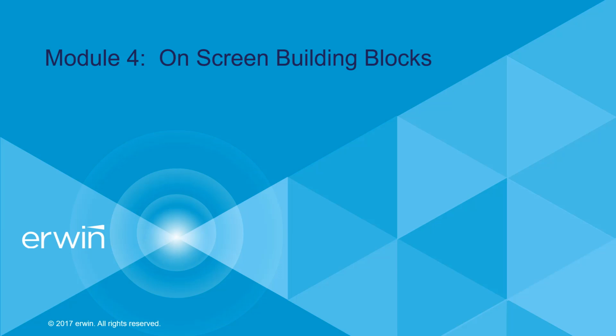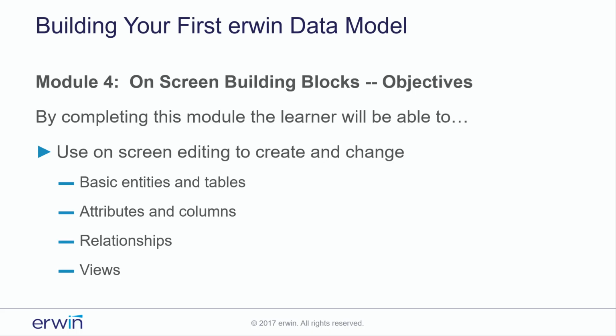Now, with those zero-level tasks taken care of, let's get to the actual data modeling in Irwin Data Modeler. Module 4 will cover the on-screen building blocks, essentially the basics of working with Irwin DM. Remember the special toolbar we called the Irwin Data Modeler Toolbox? We can do lots of work with that little stack of buttons right in the workspace. This is called on-screen editing.